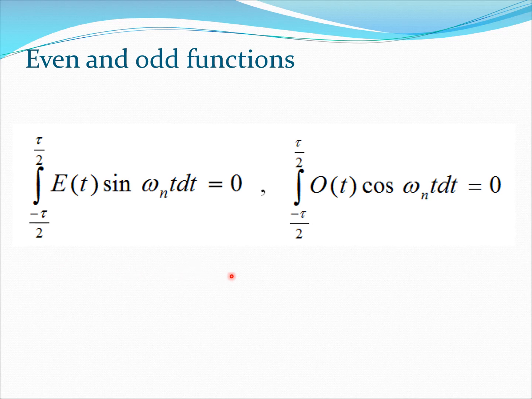So for example, you see that in any case where a function of the type e of t is multiplied by this sinusoid, you get 0, and where a function of the type o of t is multiplied by this cosine function, you will get 0. So all these terms will essentially cancel out, resulting in a lot of simplification.